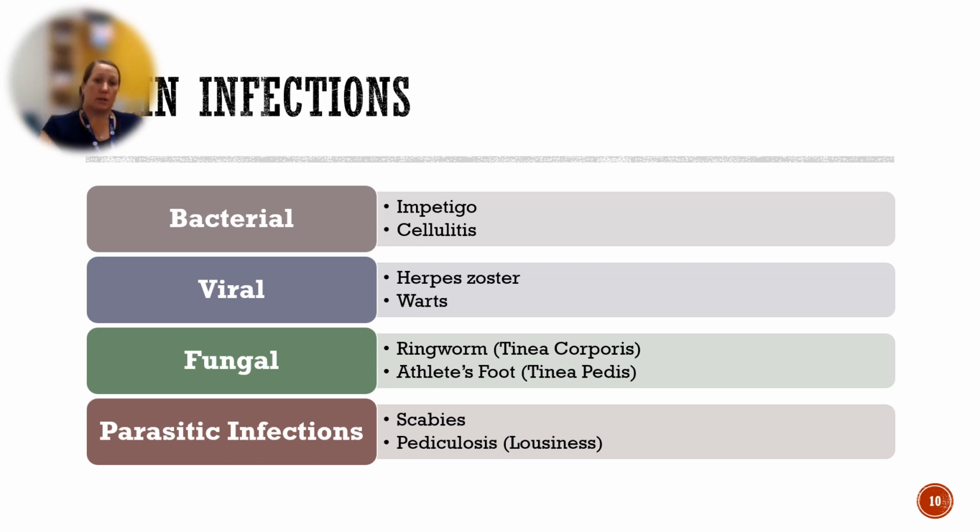So bacterial type of infections, skin infections can be impetigo, cellulitis. Viral infections can be herpes zoster, warts. Fungal can be ringworm. However, ringworm is not a worm, it is a fungus. And then there's athlete's foot. Parasitic infections include scabies or pediculosis, which is lice.